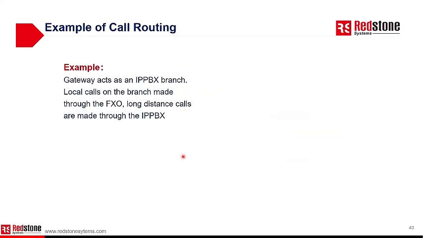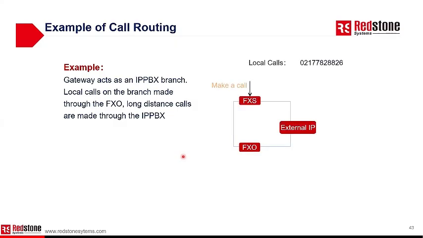Another example is the gateway acting as an IPPBX branch. So local calls on the branch will be made to the FXO. All long distance calls are made to the IPPBX. So again, a local call starts with 02, 02 numbers. So make a call, go to the FXO. You need to remove the 02. And for long distance, you need to use this call number and go to the external IP of the IPPBX.